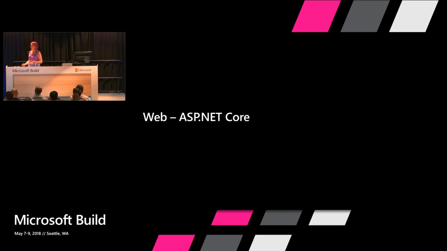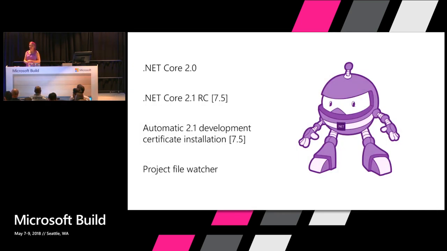So I'm going to start out with web, with the ASP.NET Core workload. At Build of last year, we shipped .NET Core 2 preview support. That went RTW over the summer. In today's 7.5 release, we have support for the .NET Core 2.1 release candidate. So if you install that, you'll get that as an option in your file new project templates. We have support for various features of that. So when you first create and run a project, we'll install the HTTPS certificate so you can do secure local development and make sure that your site works with HTTPS before you push it.